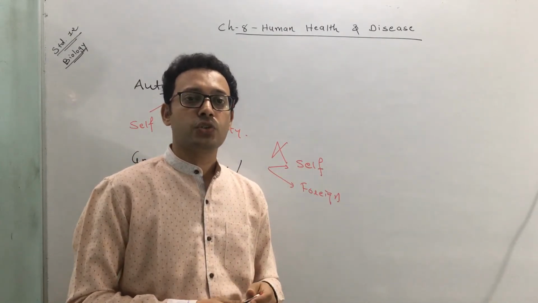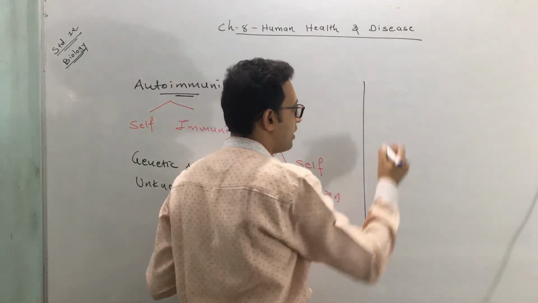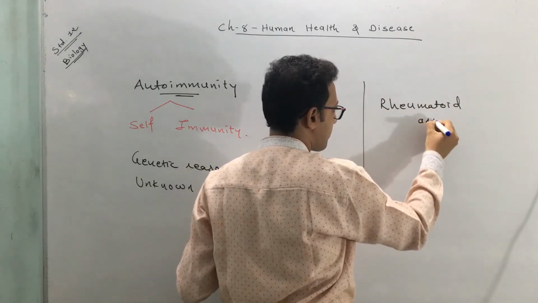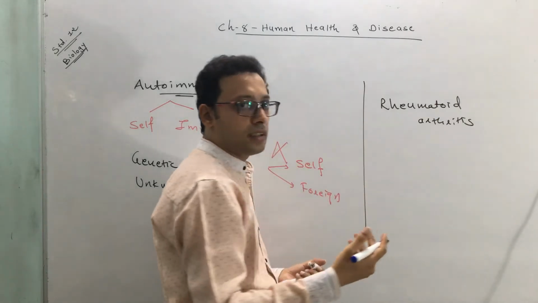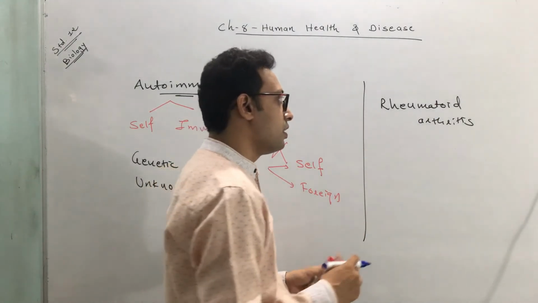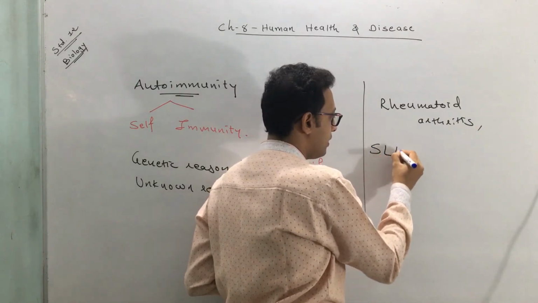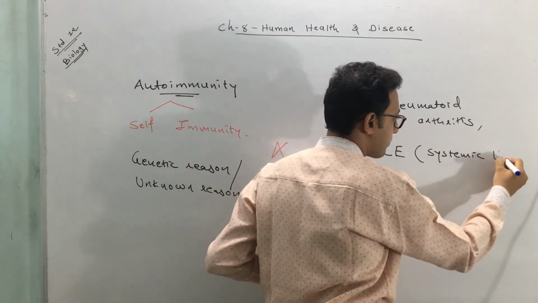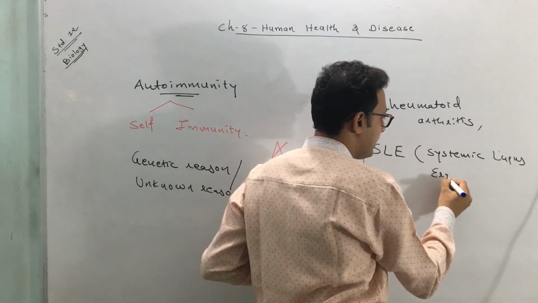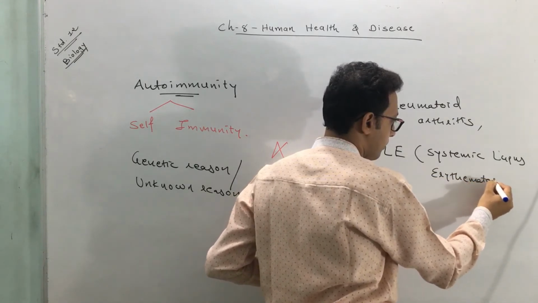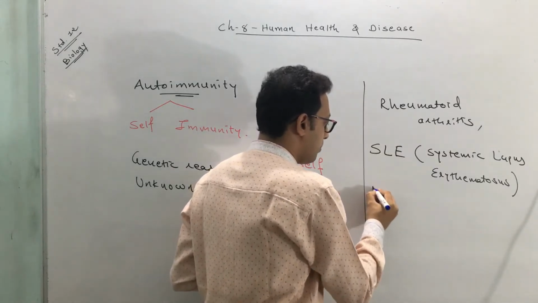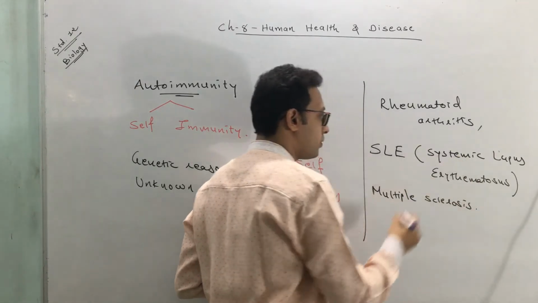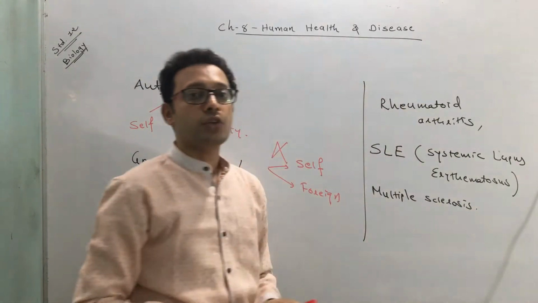Many disorders occur due to it, for example, rheumatoid arthritis. Remember, these are the autoimmune disorders. Rheumatoid arthritis, clear? Which we call sandhiva in Gujarati. Rheumatoid arthritis. SLE, full form is systemic lupus erythematosus. Multiple sclerosis, which affects the nervous system. So these are the autoimmune disorders.